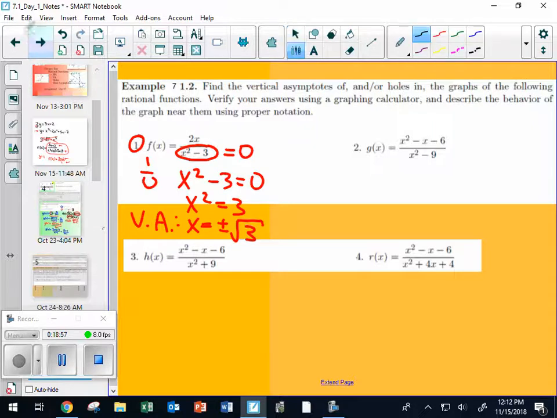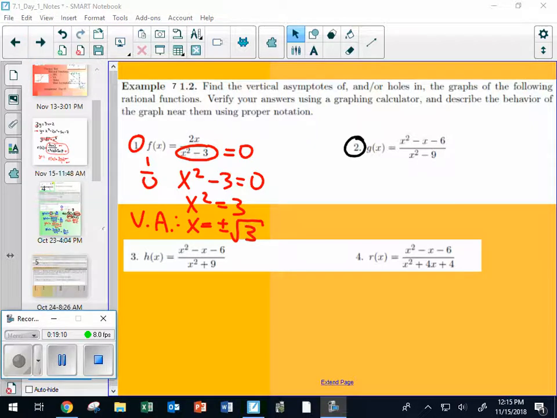Try to find the vertical asymptote for this problem, this next one right here. I will give you a few moments to do so. Figure out what the vertical asymptote is here.